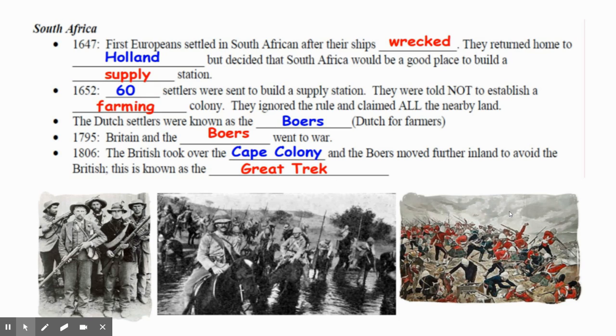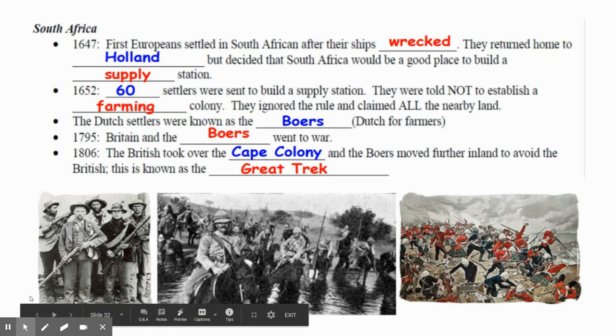This is going to be the start of a situation that's going to be really unique, but also really sad. The British and the Boers are going to really dominate the politics and the way of life in South Africa. And unfortunately, they're going to implement some policies that are just really awful.